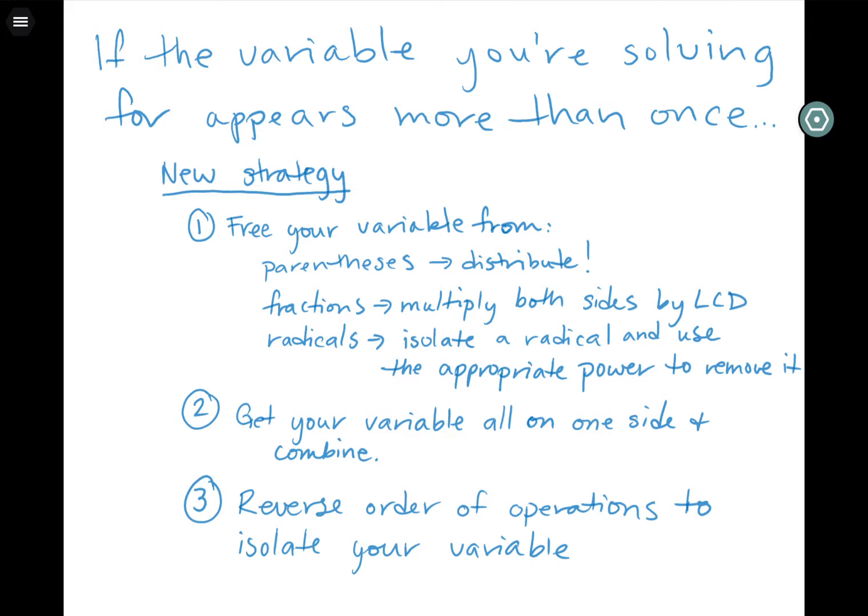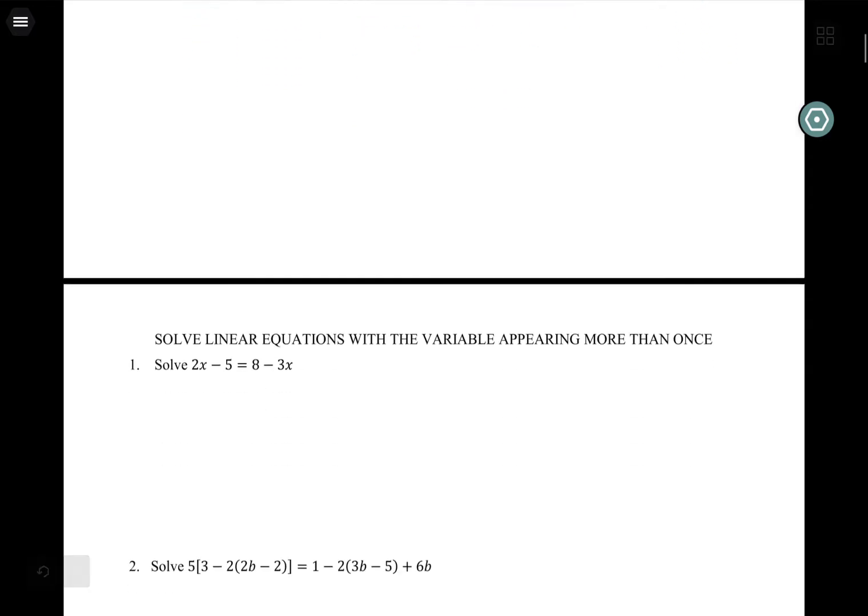And then the last thing you're going to do is go back to the step we've been doing in the last section: reverse order of operations to get your variable by itself. So that's our strategy. If you're trying to write this all down, feel free to pause, but I'm going to move on to the next page and actually put this in action.